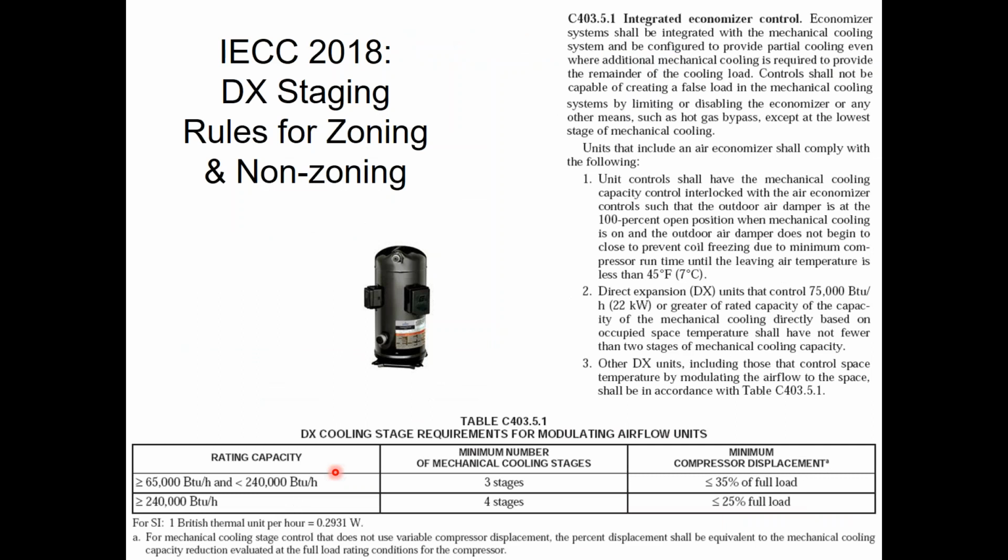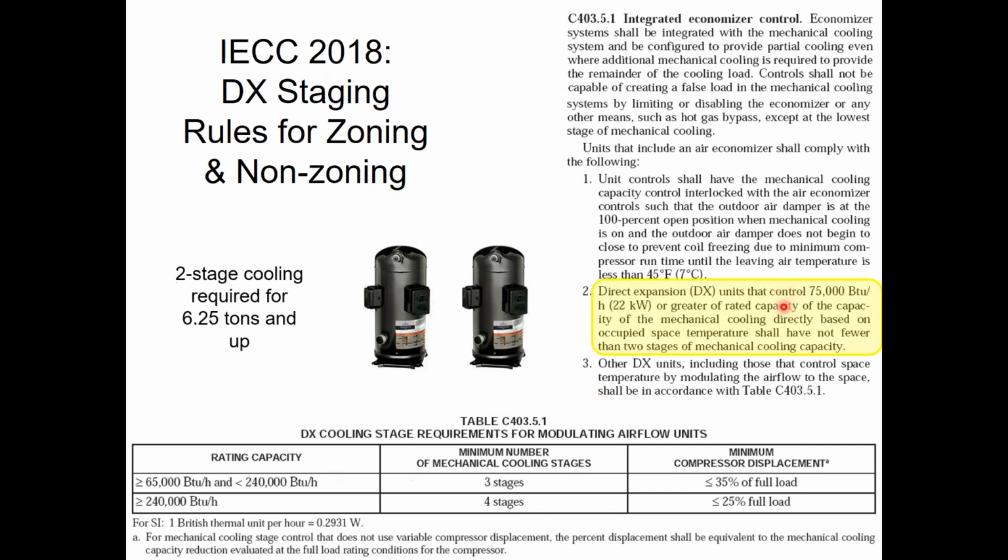Staging, just like with VAV, same rules are going to apply in this regard. Because the rule doesn't say anything about VAV, it just talks about the number of stages required based on your capacities. So on a normal system with no zoning whatsoever, once you hit that 75,000 BTU mark, you're going to have 2 stages of compression. So 6.25 tons and up, you have to have 2 stages, all of your projects.